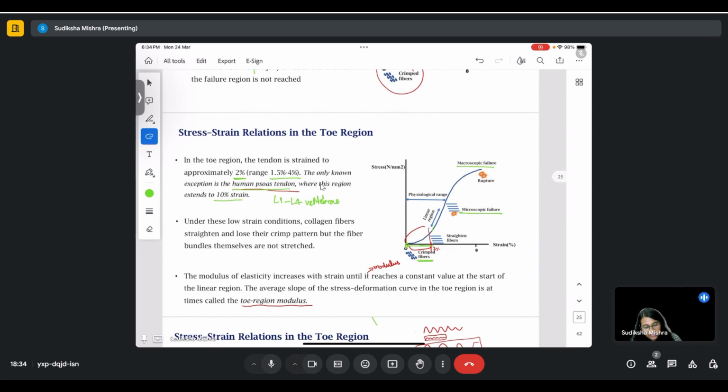So under these low strain conditions, collagen fibers straighten and lose their crimp pattern. But the fiber bundles themselves are not stretched yet. They only stretch after this toe region. And the modulus of elasticity increases because the slope increases until it reaches a constant value at the start of the linear region. On an average, the slope that you get from the stress deformation curve in this area is called the toe region modulus.